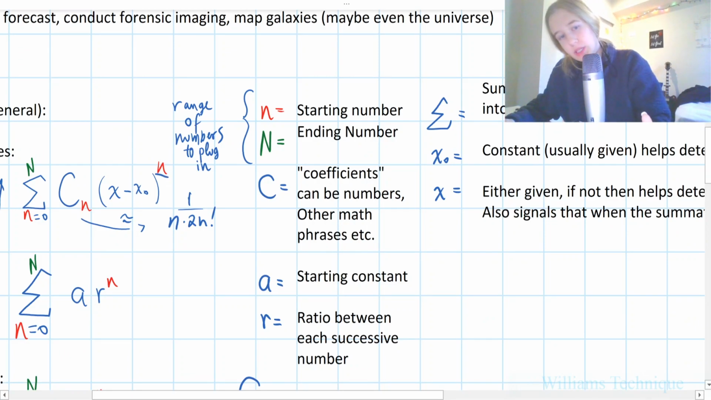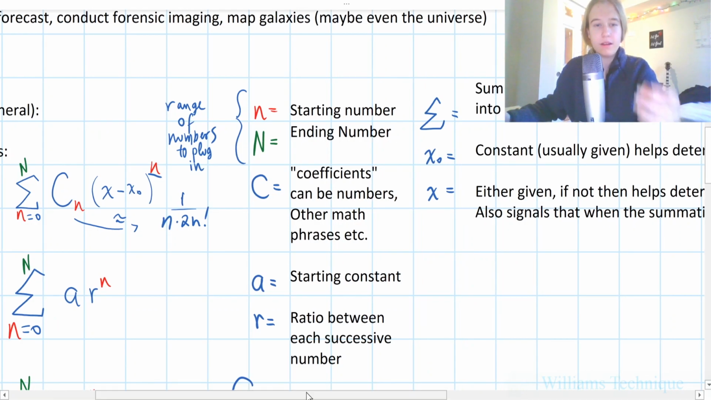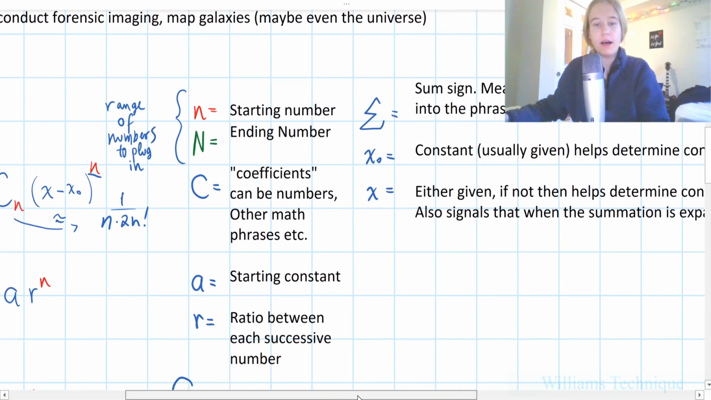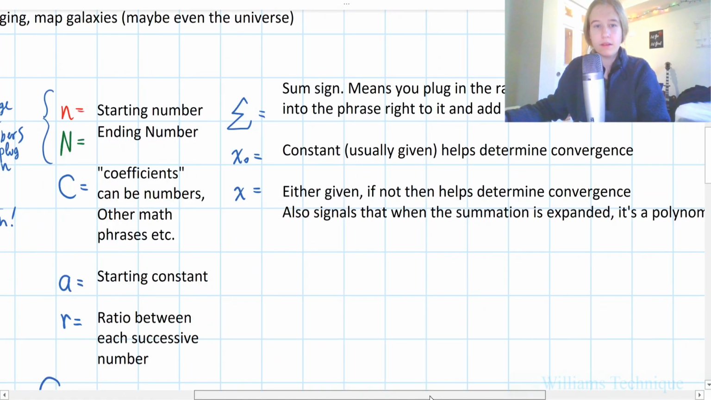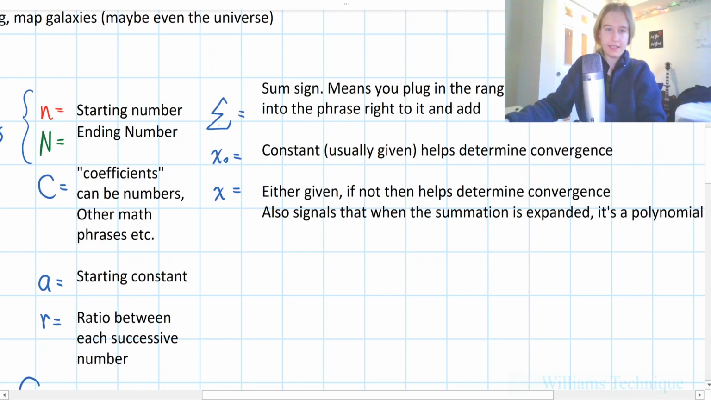And notice the n up here. So this looks eerily similar to a polynomial. That's because power series are generally representations of either polynomials or different phrases that can be converted into polynomials, and that way you can estimate the expression better.